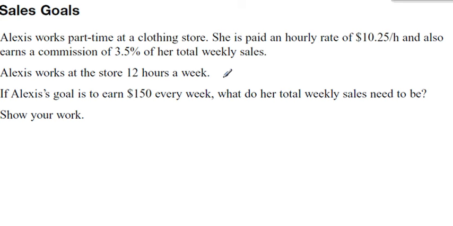It says, Alexis works part-time in a clothing store. She's paid an hourly rate of $10.25 per hour and also earns a commission of 3.5% of her total weekly sales. Alexis works at the store 12 hours a week, and if Alexis's goal is to earn $150 every week, what do her total sales need to be?